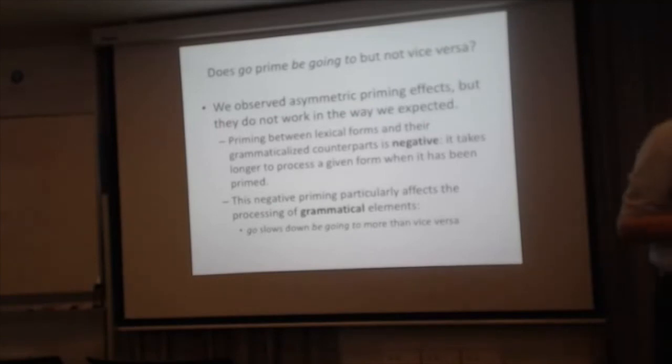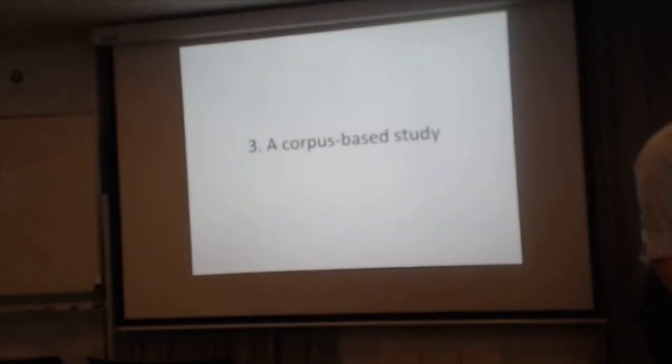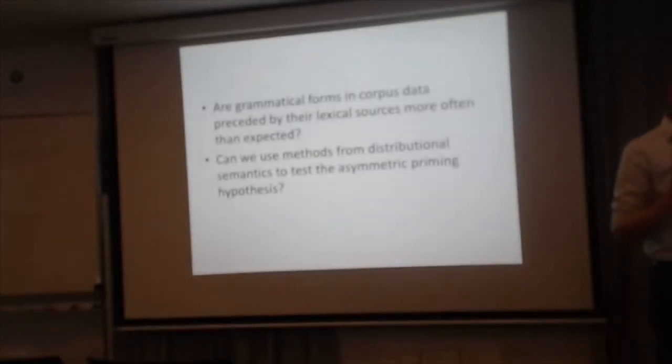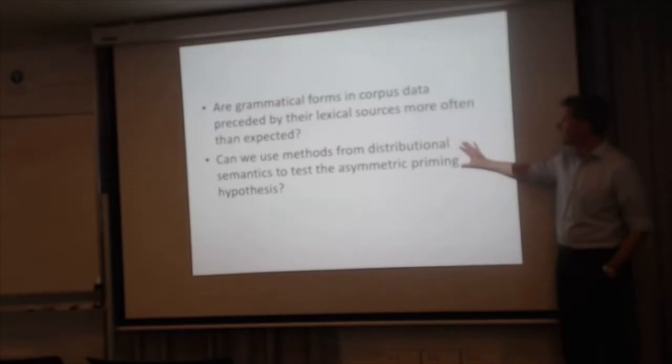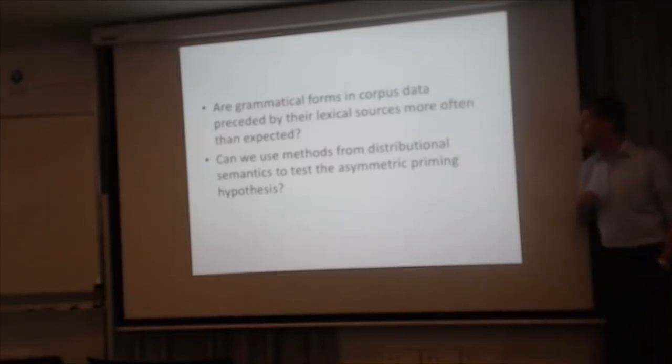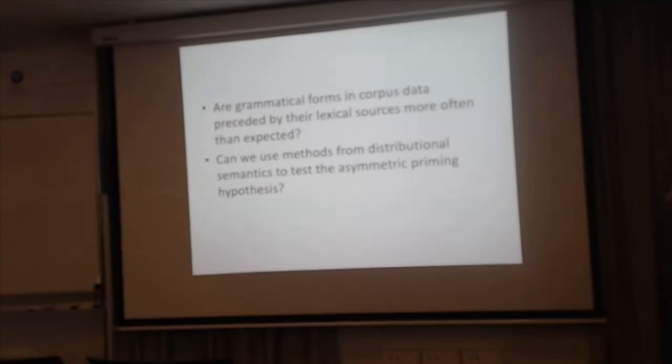So the experimental evidence then seems to contradict the asymmetric priming hypothesis, but before giving up on it, we wanted to consider another methodological perspective, namely a corpus-based approach. So we wanted to find out whether grammatical forms in corpus data are preceded by their lexical sources more often than we would expect, given a chance baseline. And as an extension of this, we wondered if we could use methods from distributional semantics to test the asymmetric priming hypothesis.